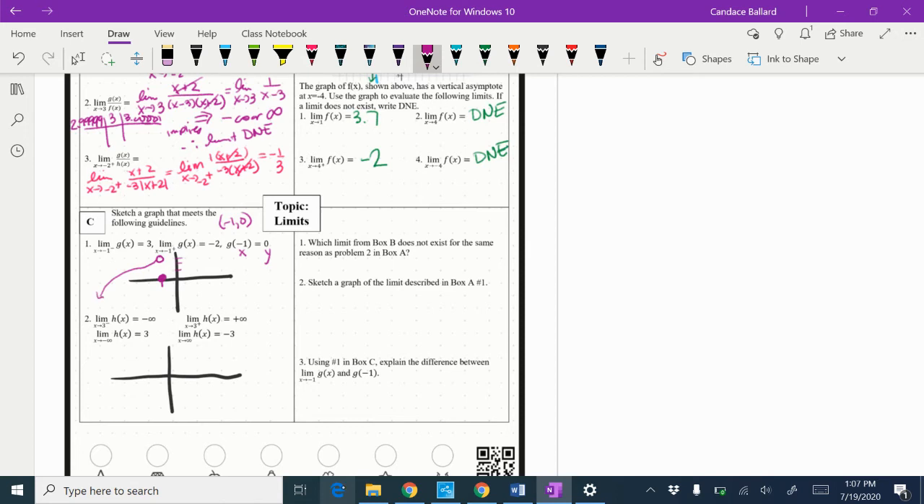X approaches -1 from the right, goes to -2, so I could put an open dot there, because again, it's not closed. There's only one spot where it's closed. And I can draw anything I want from over here.